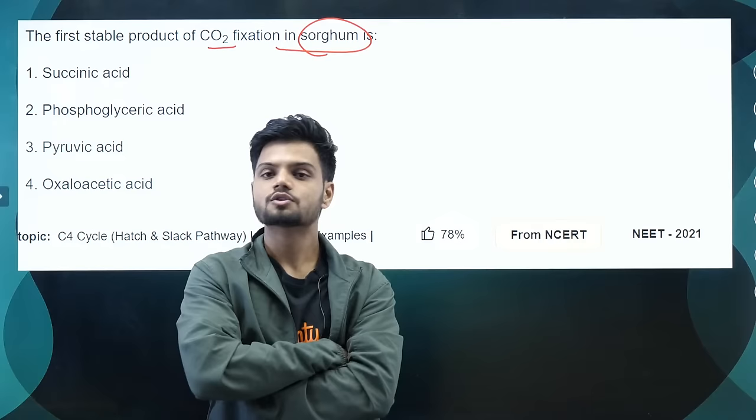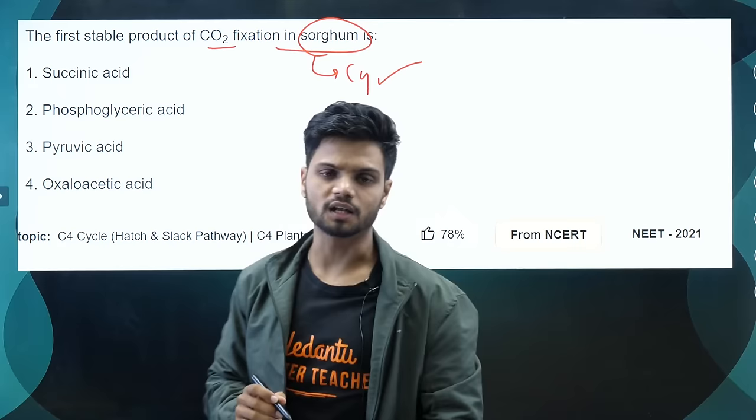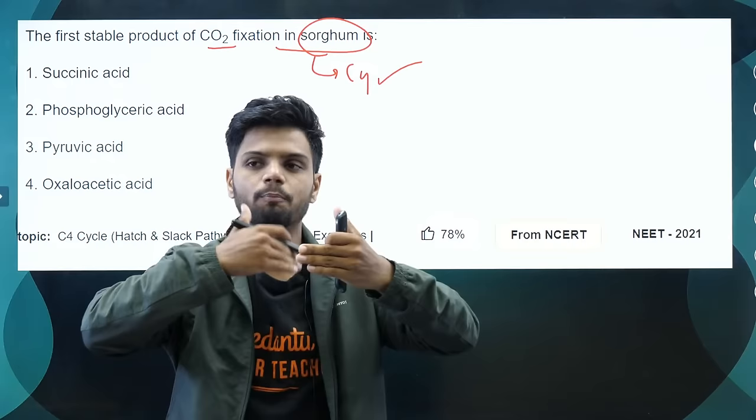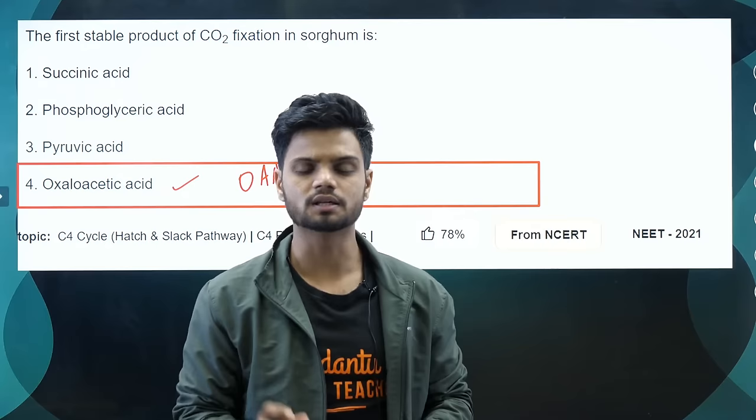So all of you know sorghum is a monocot. It is part of your C4 cycle. In your C4 cycle, the first CO2 acceptor is going to be PEP, phosphoenol pyruvate. Correct. When phosphoenol pyruvate accepts the CO2, we get a product called oxaloacetic acid, OAA. Oxaloacetic acid is the product.